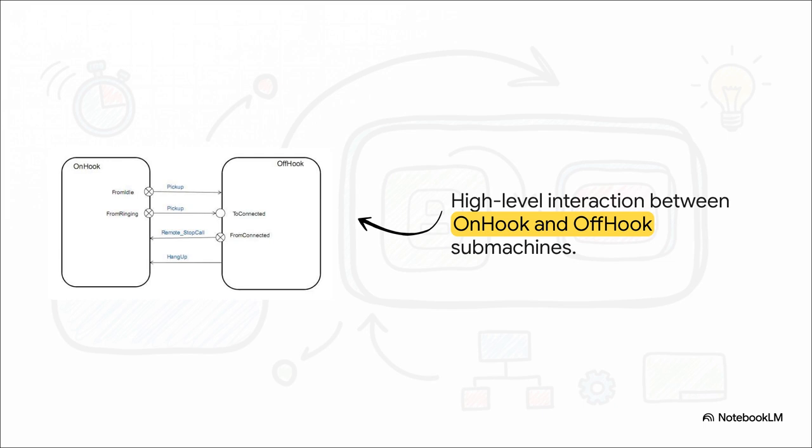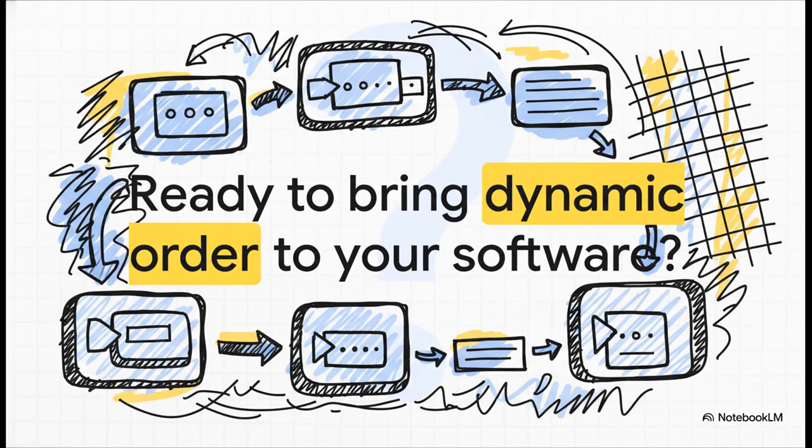And the best part? If you ever need an off-hook routine in another project, you can just copy and paste that entire module. So we've covered a ton today, from simple on and off switches to the intricacies of concurrent submachines. You now have the exact building blocks needed to turn any chaotic system into a perfectly understandable blueprint.